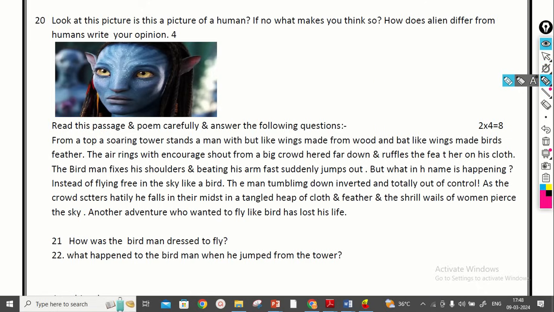Here, the second question: what happened to the birdman when he jumped from the tower? When he jumped from the tower, he was tumbling down, inverted and totally out of control, and he was dead. So he lost his life, out of control. You write these sentences for the 22nd question. Then we move on to the next question.